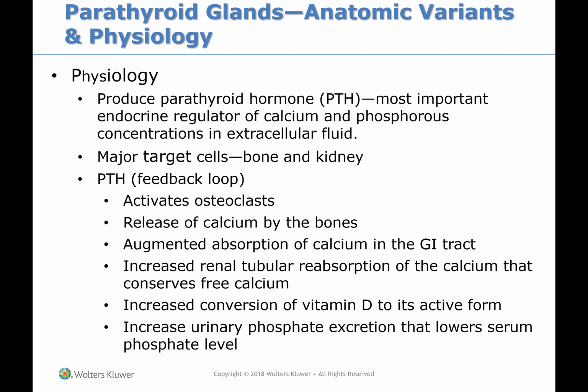It's a feedback loop, just like all the other hormones that we've learned about this semester and last semester. So PTH activates osteoclasts, releases calcium from the bones, augments absorption of calcium in the GI tract, increases renal tubular reabsorption of calcium, increases conversion of vitamin D to its active form, and increases urinary phosphate excretion, which lowers serum phosphate levels. You don't need to specifically know that, just know that it's a feedback system.